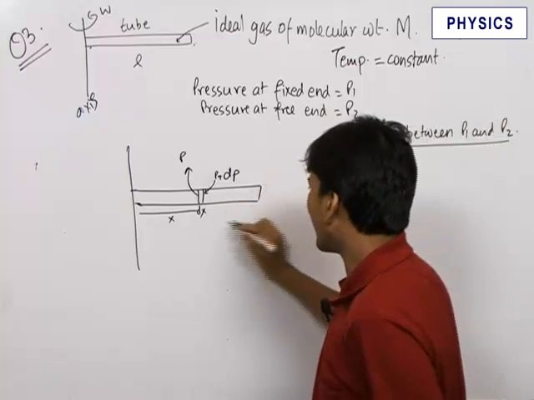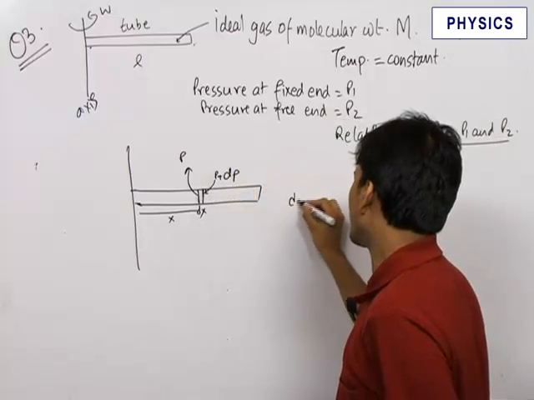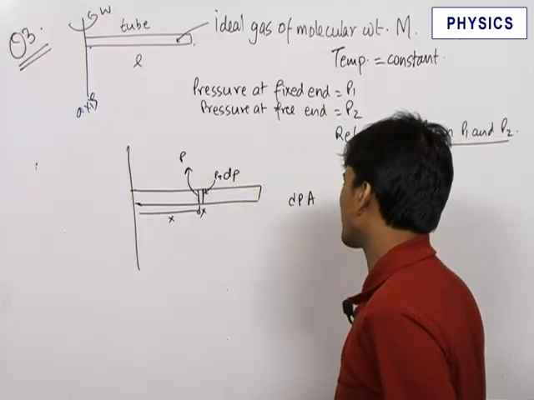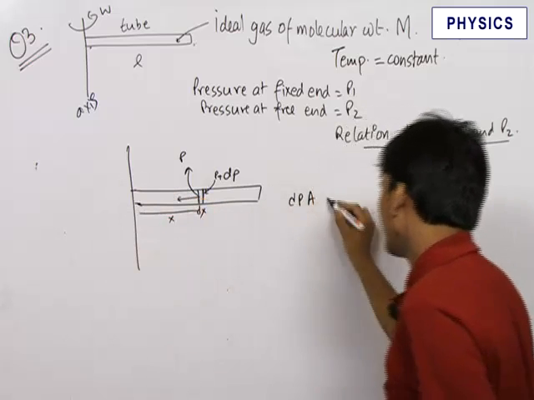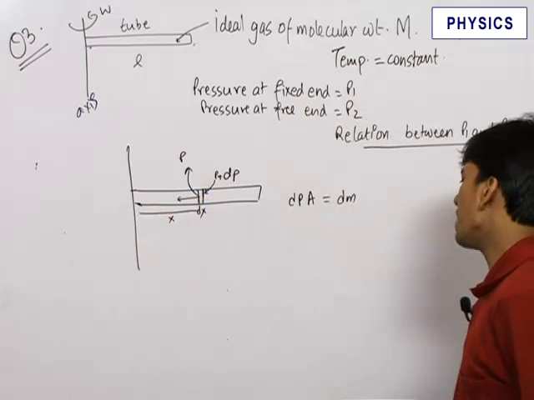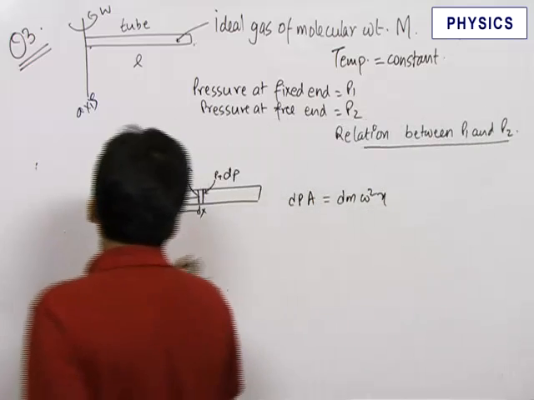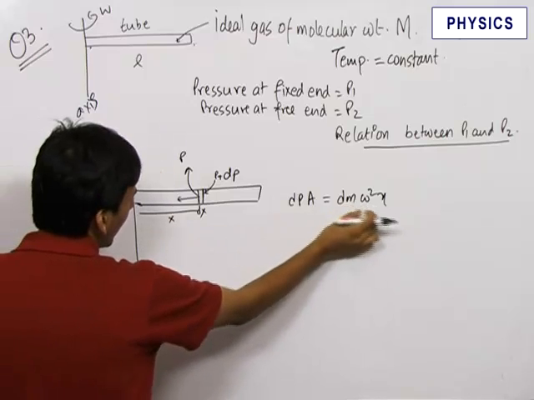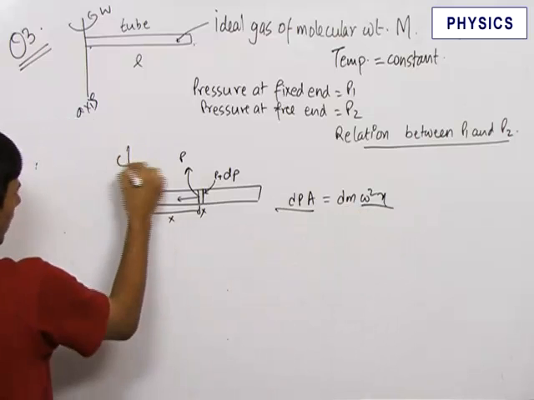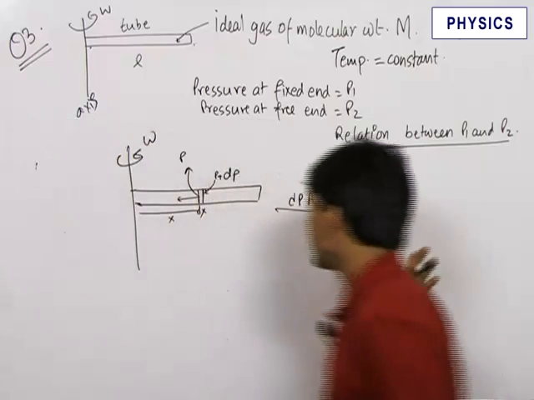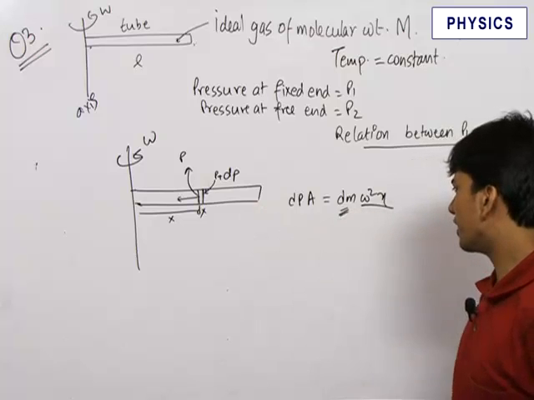So we can write the equation for the circular motion of this mass, that is dP into area of cross section, that is the net force acting on this element in this direction, is equal to dm omega square x, that is mass into acceleration, that is centripetal acceleration. This is the centripetal force. This is revolving with omega. Now we need to find out what dm is.